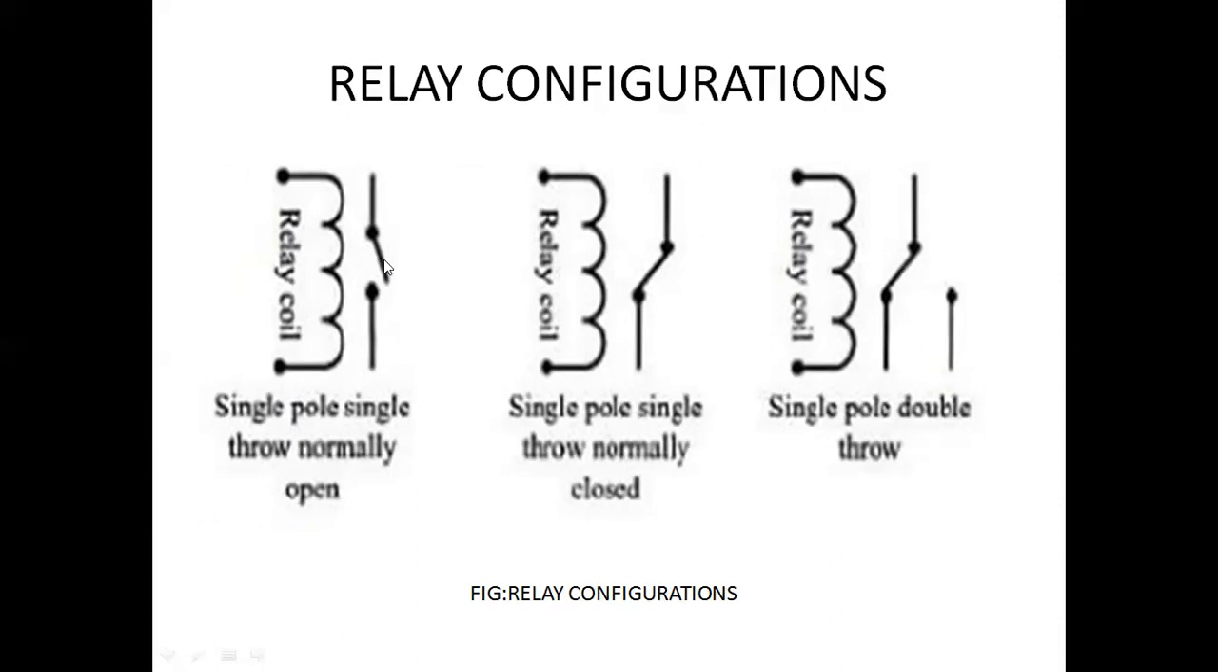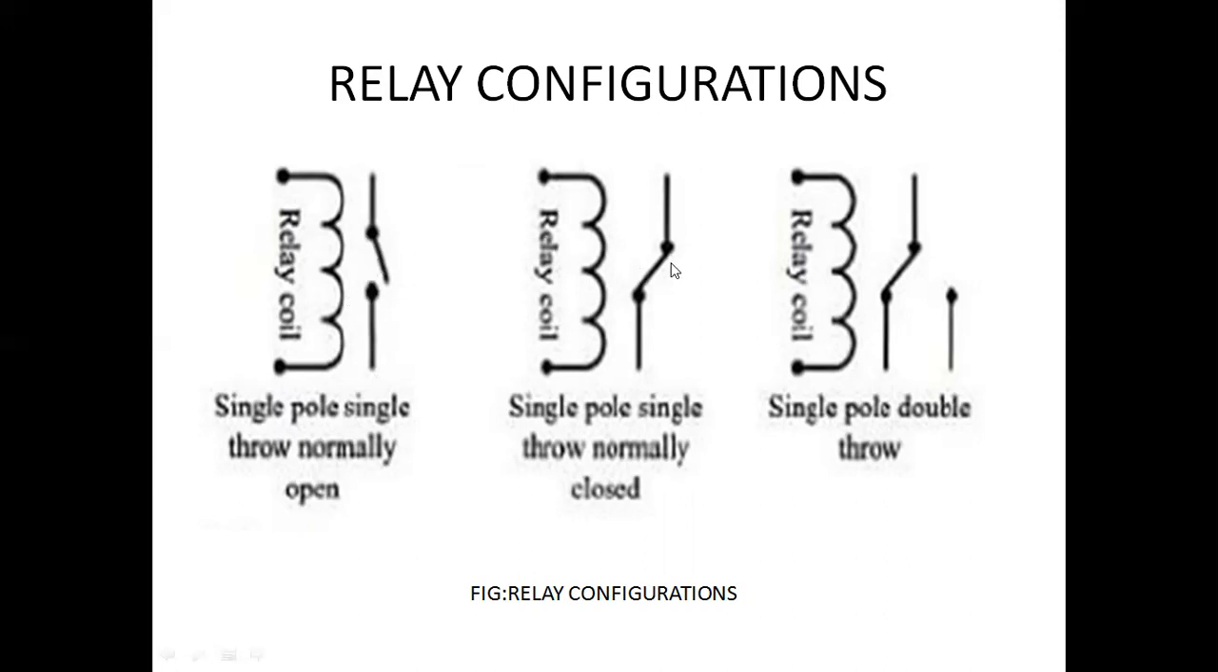For the normally open single pole single throw relay, the circuit is normally open and becomes closed when the relay is energized. In the normally closed configuration, it is vice versa: the circuit is normally closed and becomes open when the relay is energized. So in open, normally the circuit will be open, and it will be closed when the relay is energized.